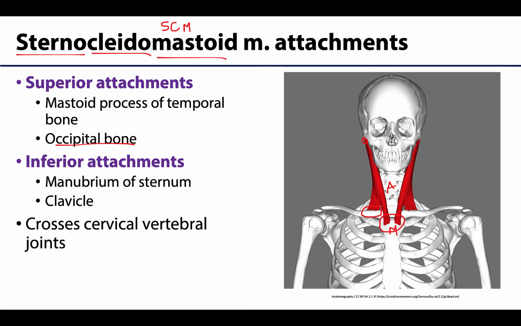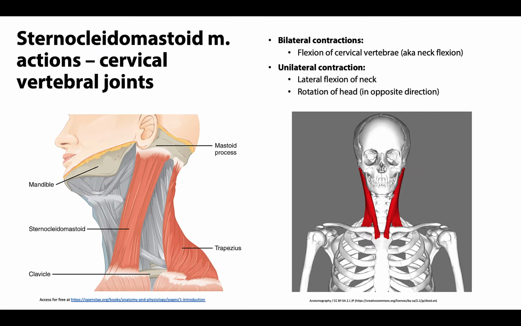And so these are crossing these cervical vertebral joints. So if you have that direct crossing, it can directly affect the actions in that region. And so it's dependent on whether both sternocleidomastoids are contracting at the same time or just one. So if there is a bilateral contraction, so both the left and the right are contracting, quite a few things can happen, but the one we're going to really focus on is the flexion of the cervical vertebrae, or neck flexion. So you can think of specifically that chin flexing or bending and heading more towards the manubrium region. So that would be flexion of the cervical vertebrae.